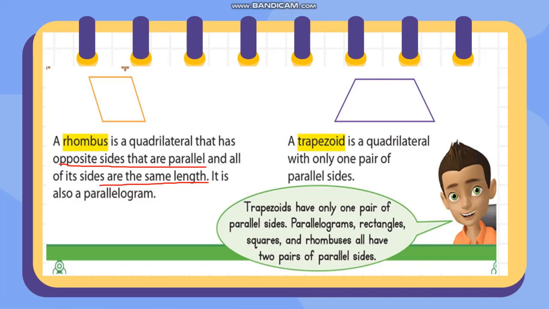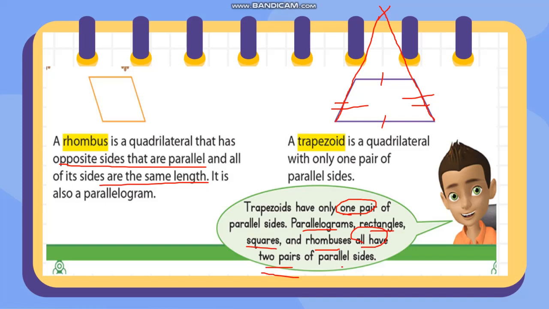A trapezoid is a quadrilateral with only one pair of parallel sides. So this is only one pair of parallel sides. Why is this side not parallel? Because if I extend the line, they will meet, they will intersect, or they will cross. So it means they are not parallel. So a trapezoid has only one pair of parallel sides, but parallelograms, rectangles, squares, and rhombuses all have two pairs of parallel sides.